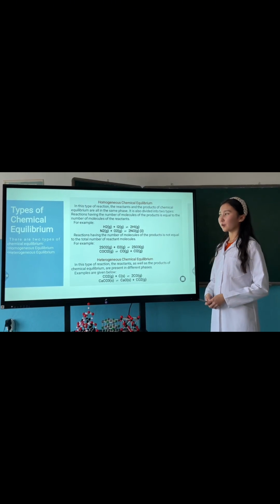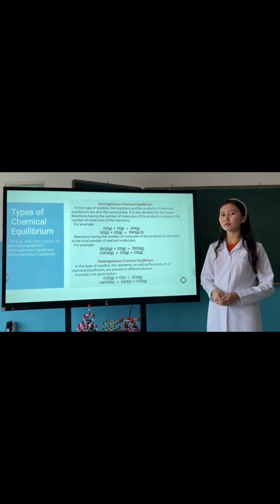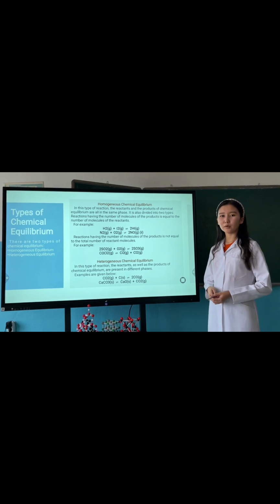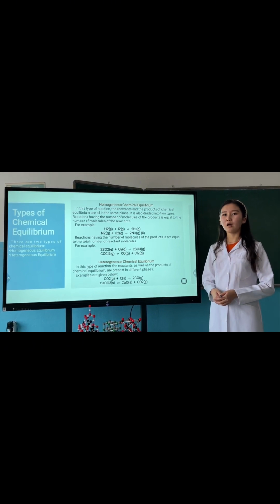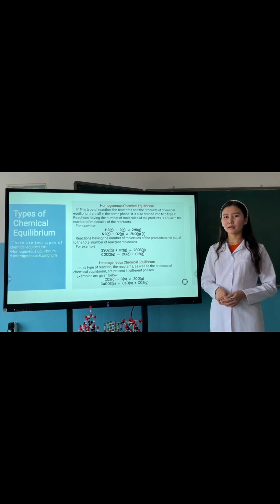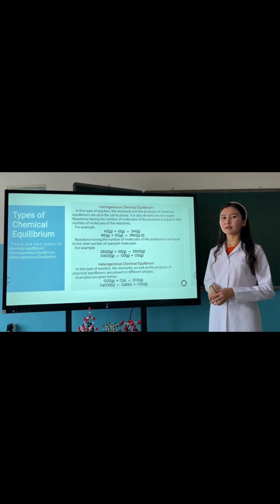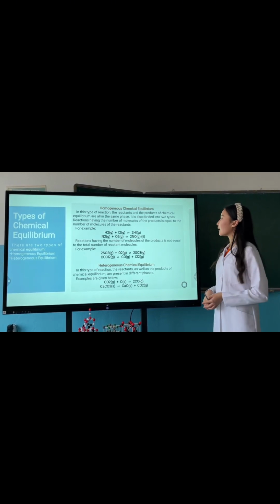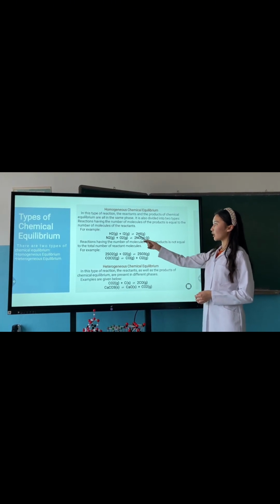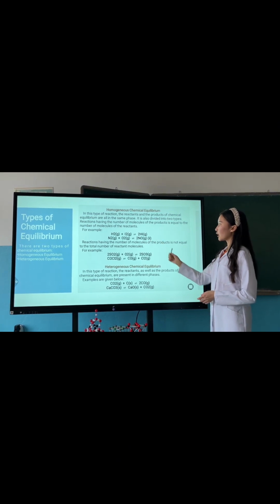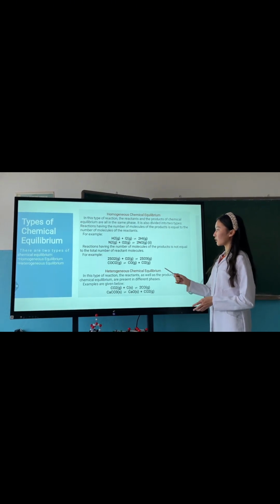Types of chemical equilibrium. There are two types of chemical equilibrium: homogeneous equilibrium and heterogeneous equilibrium. Homogeneous chemical equilibrium: in this type of reaction, the reactants and the products of chemical equilibrium are all in the same phase. It is also divided into two types. First, reactions in which the number of molecules of the products is equal to the number of molecules of the reactants. For example, one molecule of hydrogen with one molecule of iodine forms two molecules of hydrogen iodide. All these products and reactants are gaseous.